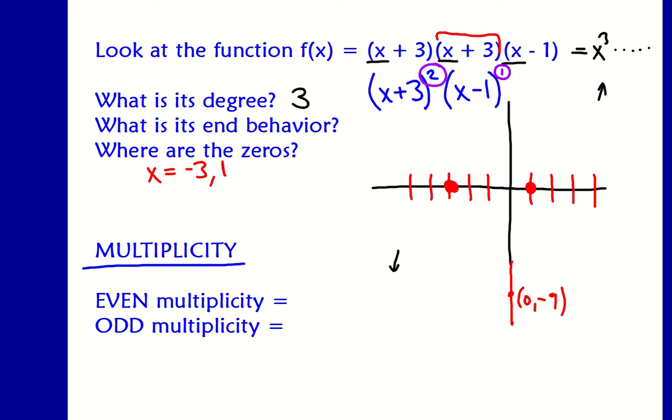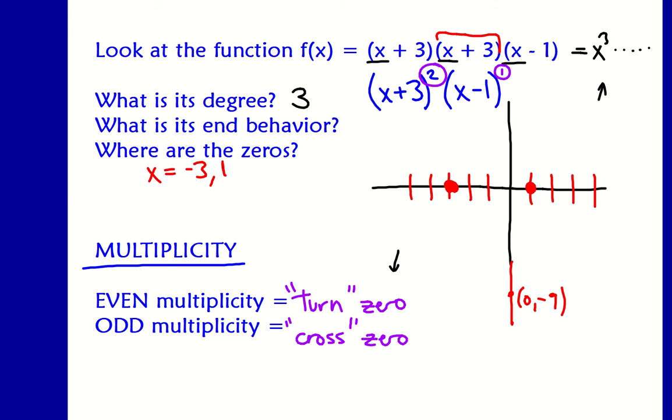Turns out any even multiplicity will give a turn 0, where the graph will not cross the x-axis, but will turn back from whence it came. If there is odd multiplicity, then that will be a cross or a cut 0, where it cuts through the x-axis, or it crosses the gate of the x-axis.